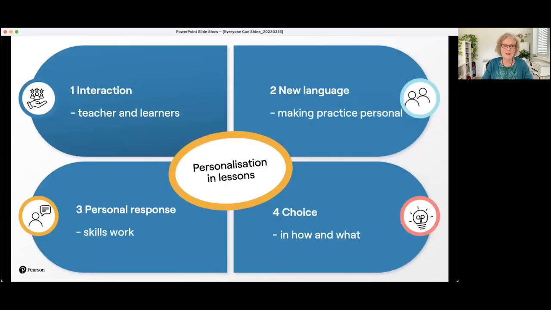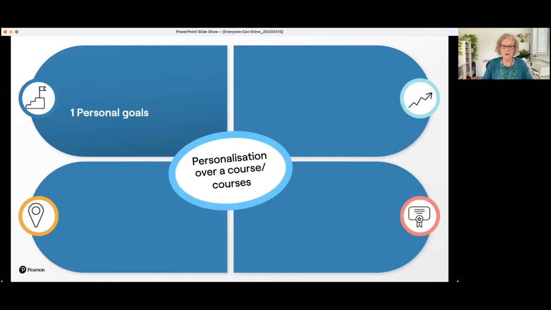Going on, we've had a look at interaction, new language, personal response, and choice. I now would like to go on to personalisation over a course. So personalisation over a month, six months, a year, maybe five years. How can we step back and really help our learners with their personal goals, measuring progress, individual focus, and success? I'd like to talk about these four.